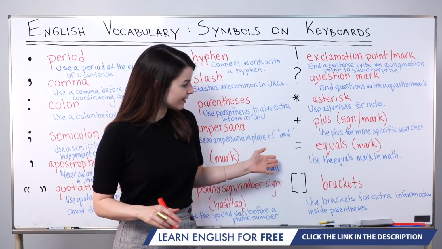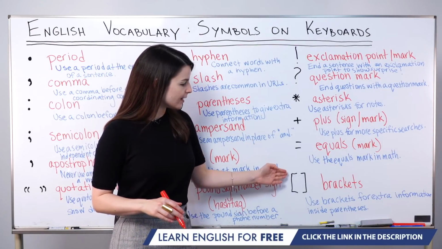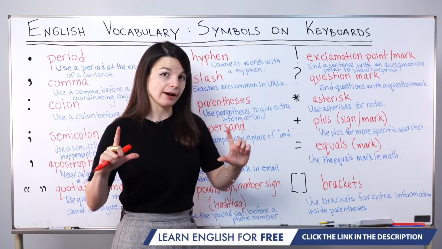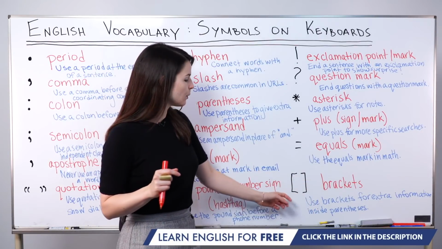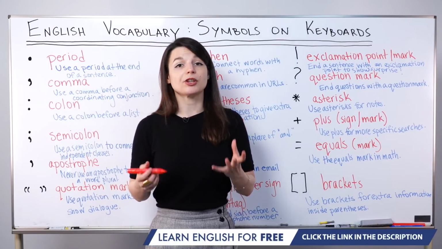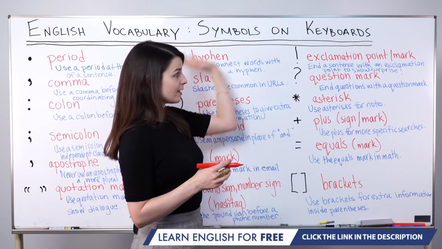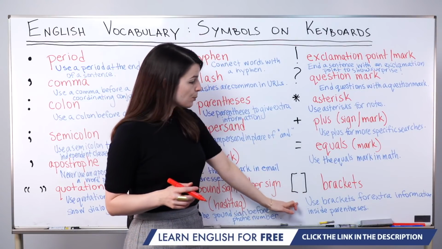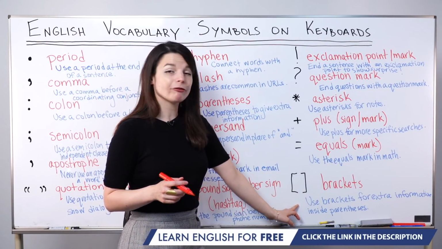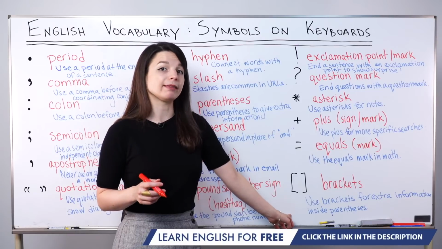Okay, the last item for this lesson is this. So again, this is another pair. These are called brackets. Brackets. So you can find these on English keyboards, yes. Perhaps from this list, they are the least commonly used. We use brackets for extra information inside parentheses.